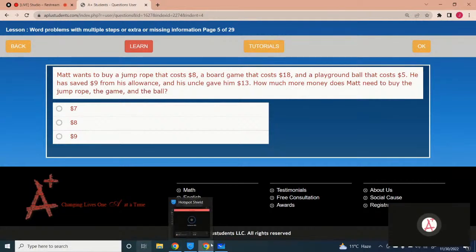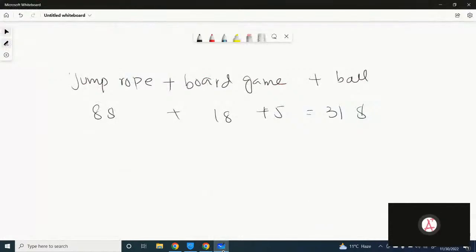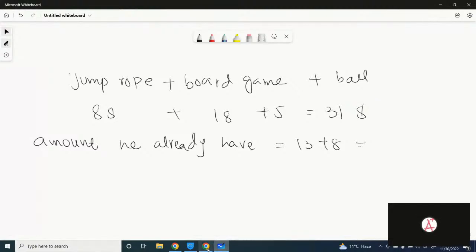Okay. Now the money he has: he saved $9 from his allowance and his uncle gave him $13. That means he has 9 plus 13. The total amount he already has is 13 plus 9. Okay, 13 and 9 is 22. Got it? That means the additional amount he needs is 31 minus 22. Got it? It would be 9.